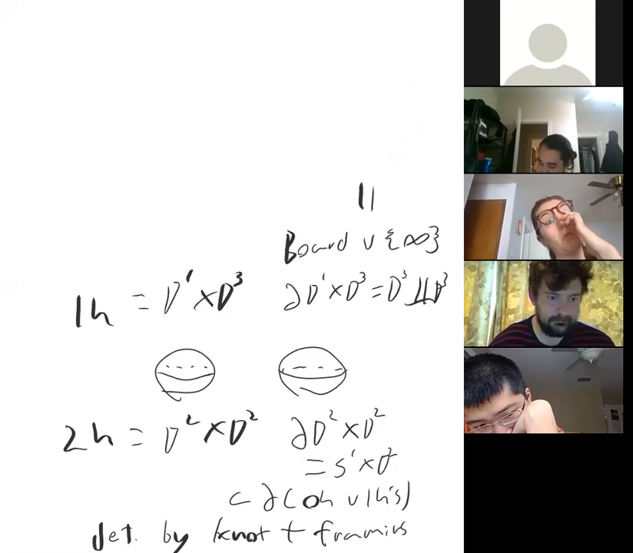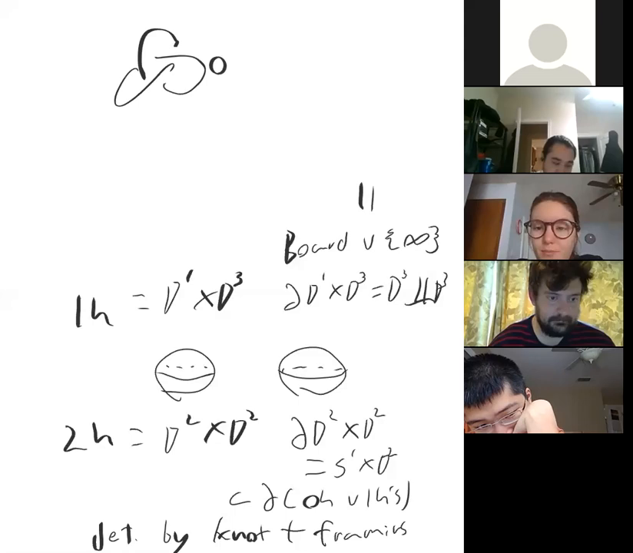So usually we'll just draw a knot, write down framing. So that right there is just a two handle attached with zero framing along the trefoil. You can also have more complicated stuff.